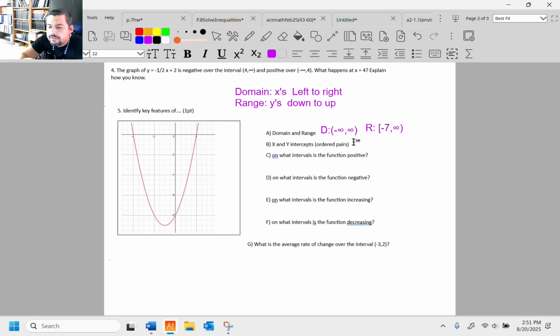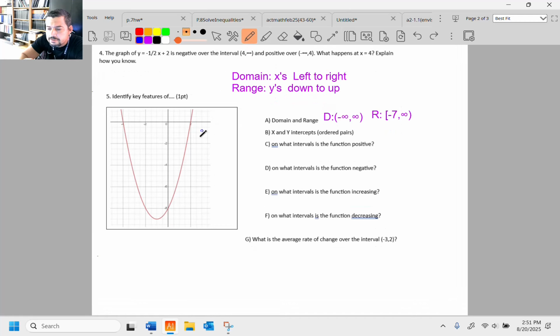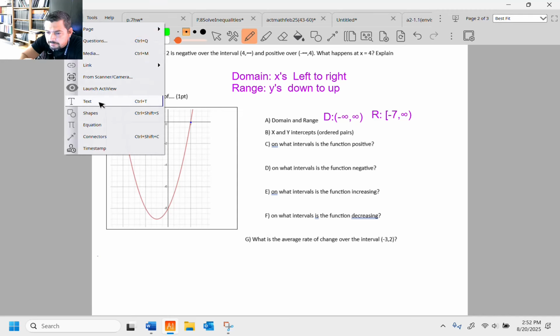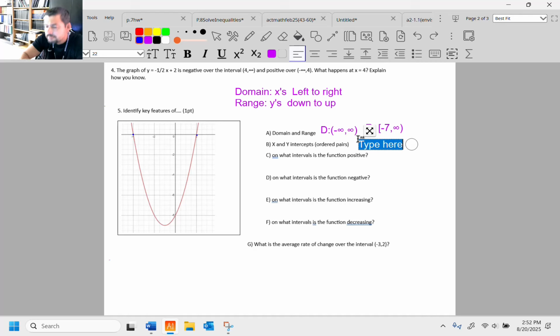B, the x and y intercepts, and I want them as ordered pairs. So there's an x-intercept, there's an x-intercept. Looks like we have x-intercepts at (-4, 0) and (2, 0). There's my x-intercepts. And my y-intercept would be down here. It's at x equals 0. Looks to me like -8.